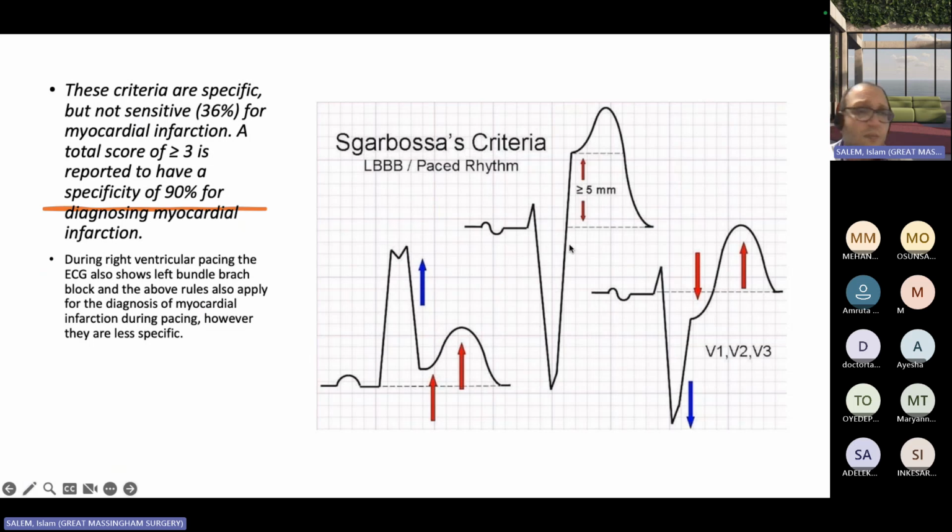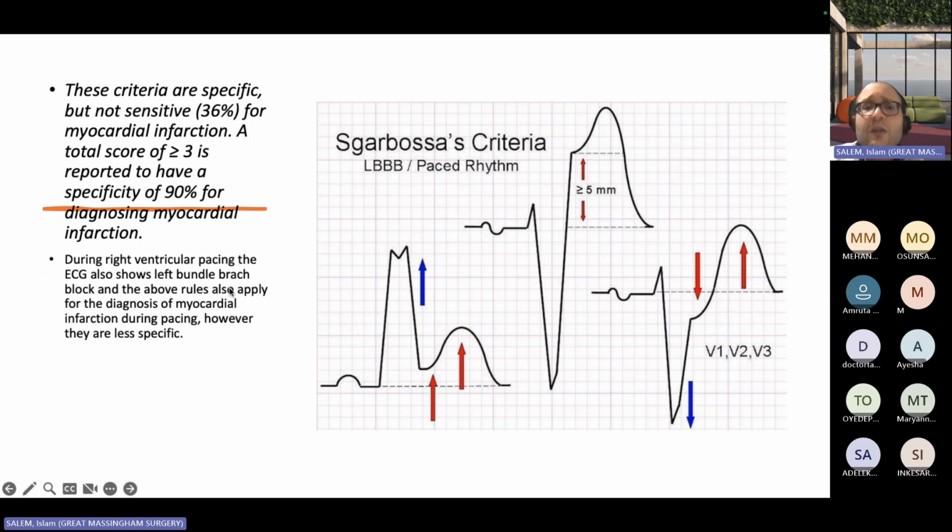If there is a deep QS wave or deep S wave, you calculate the number of big squares, and every big square represents a small square here. If the number of small squares outnumbers the number of large squares, then this is again considered a positive Sgarbossa.